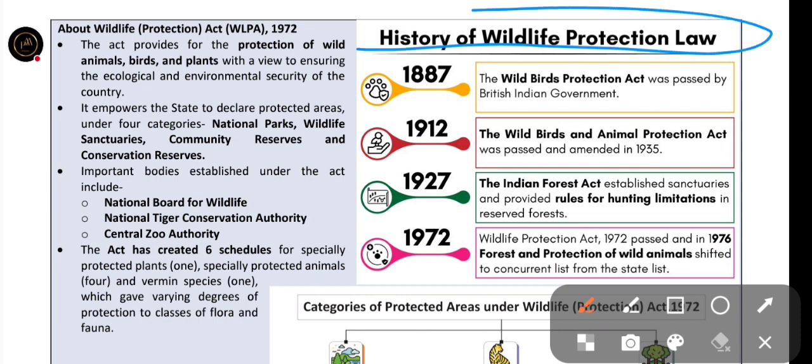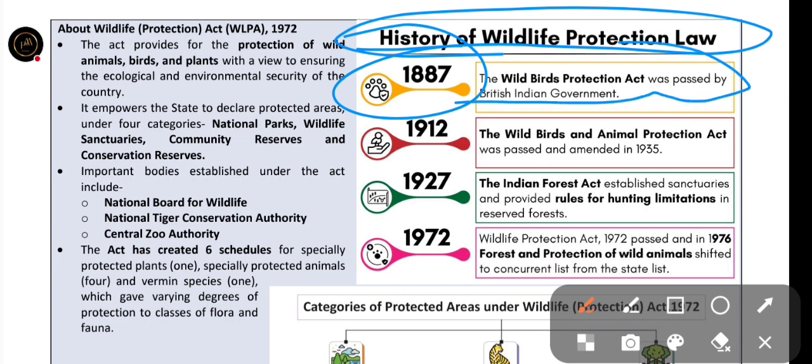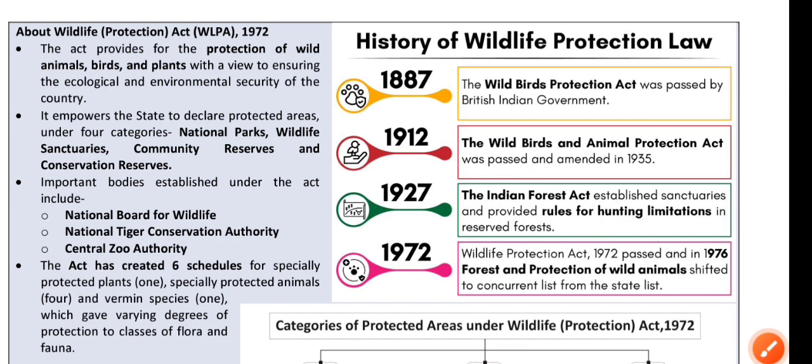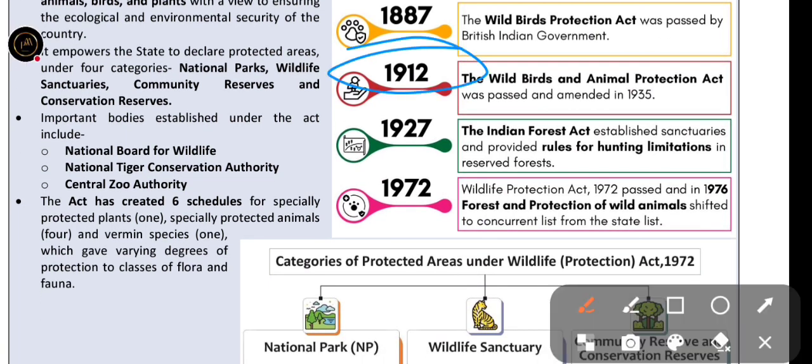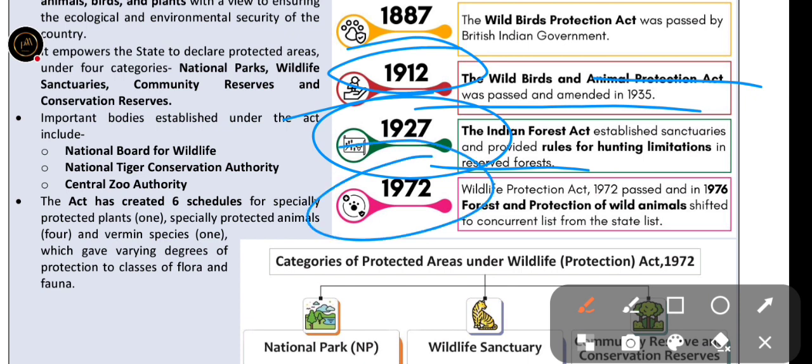Now the history of the Wildlife Protection Law. In 1887, the Wild Birds Protection Act was passed by the British Indian government. During this time, Lord Dufferin was the Governor General of India. In 1912 the Wild Birds and Animals Protection Act was passed and amended in 1935, and in 1927 the Indian Forest Act established sanctuaries and provided rules for hunting limitations in reserved forests. In 1972 finally this law was converted into the Wildlife Protection Act 1972, and in 1976 forest and protection of wild animals shifted to the concurrent list from the state list.